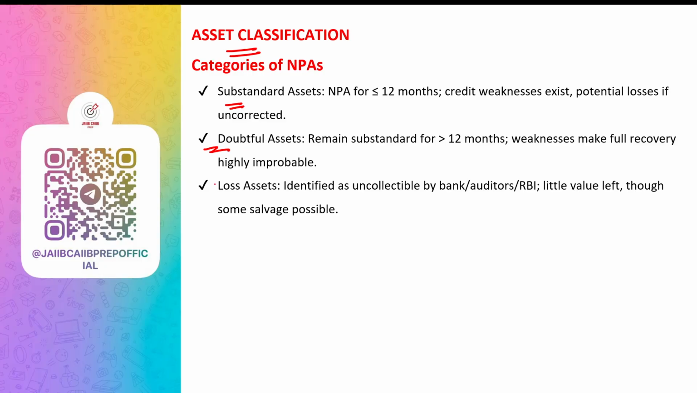And then there are loss assets. These are loans identified by the bank, auditor, or RBI as irrecoverable. Even though small recovery may be possible, they are essentially worthless as assets. So ideally, they should be written off. Loss assets are written off.